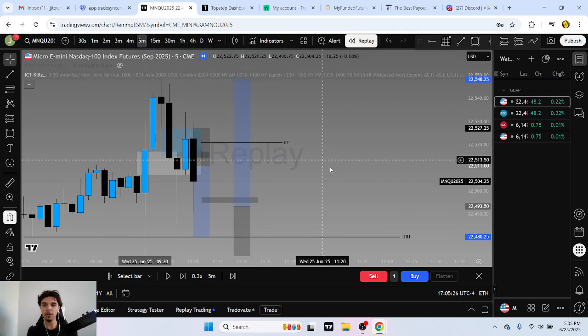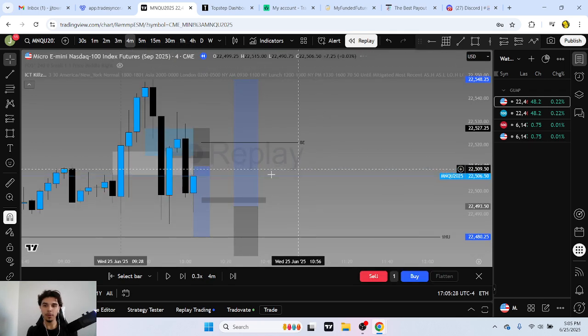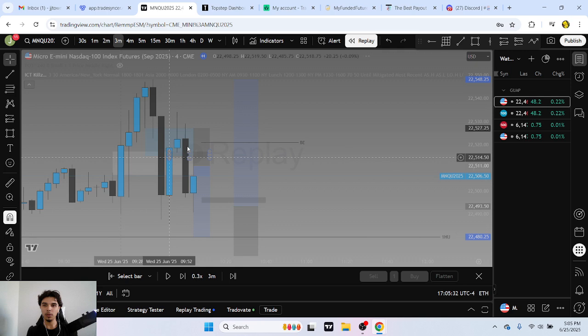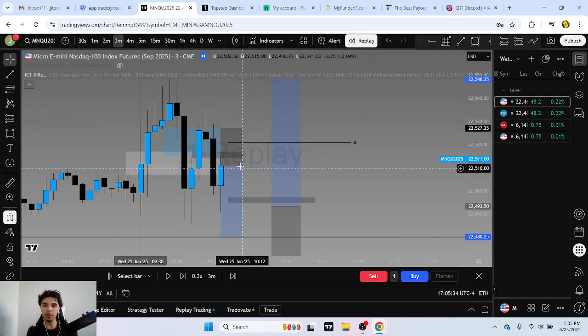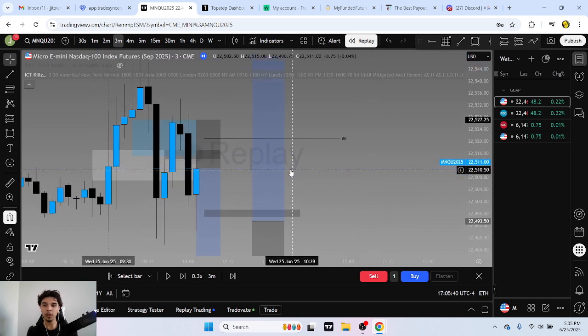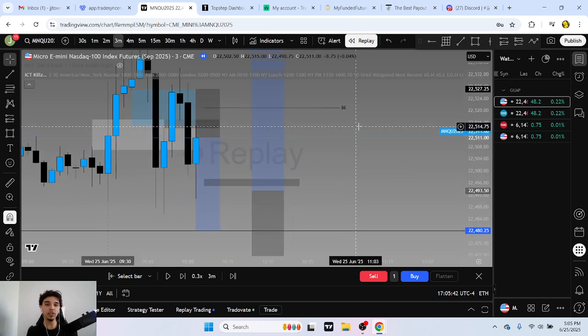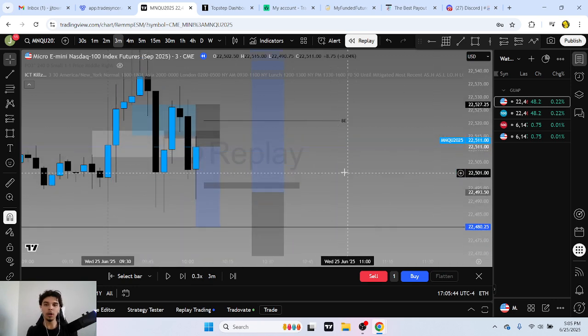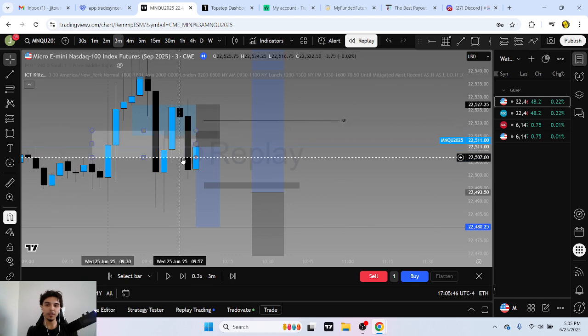So what do we have right now? We have nothing on the 4 minute over here to inverse, right? We have nothing. Oh, we have a 3 minute. Oh, this was a 3 minute. My bad, y'all. I thought it was a 2 minute. So we inverse this 3 minute, and I took this trade based off this 3 minute inversion.